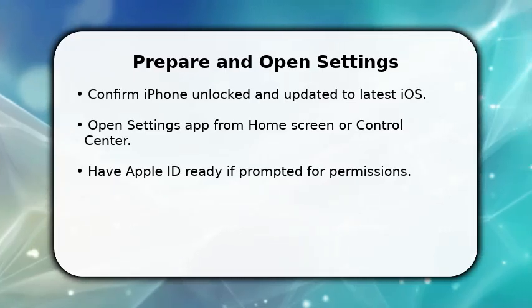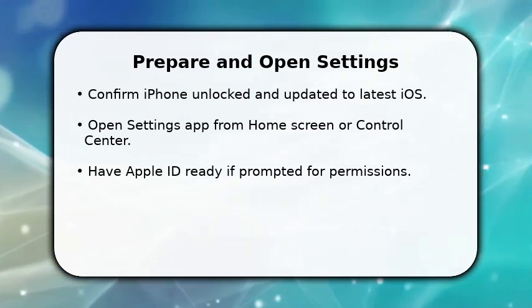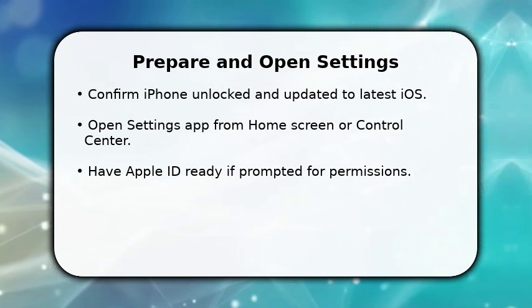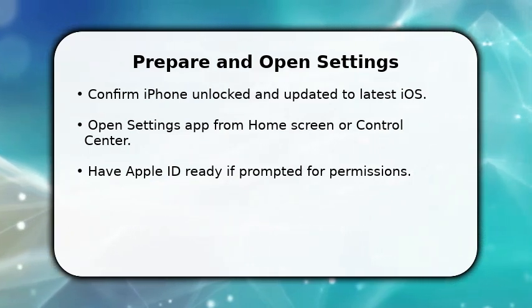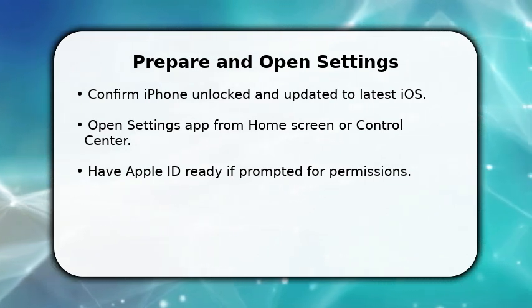You're starting with the essentials. Make sure your iPhone is unlocked and on a current iOS release. Now open Settings, that's the gear icon on your home screen. Once inside, you'll look for Privacy and Security to access location controls.